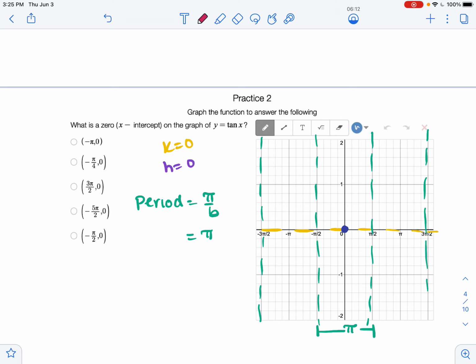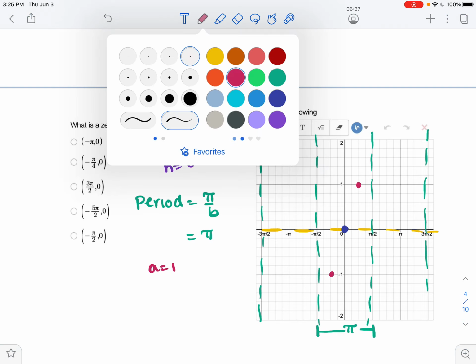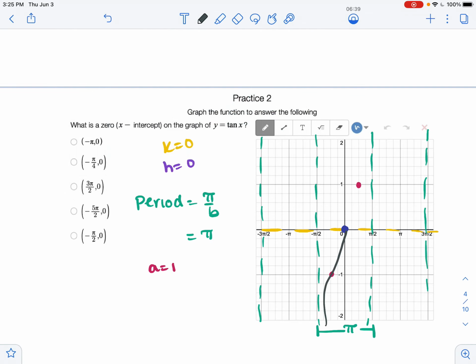We'll build our quarter points, right? We use our amplitude, making sure to consider any reflection, to plot the quarter points. Our amplitude, our a value, is 1, which means that when we step to the right, halfway between our midpoint and our vertical asymptote, we should be up at a unit of 1. When we step between our midpoint and our vertical asymptote on the other side, we should be down at negative 1. So this is one complete cycle of our tangent function, and we can copy and paste this over here and over here.